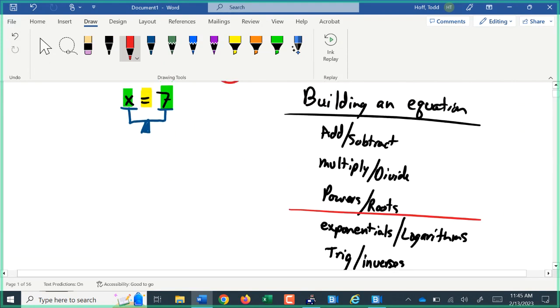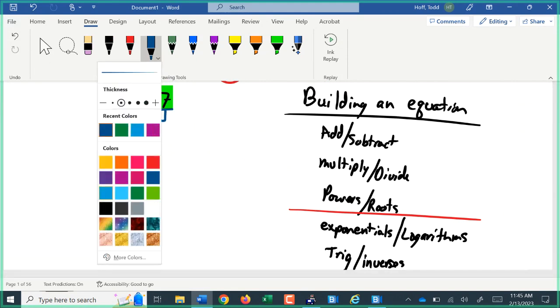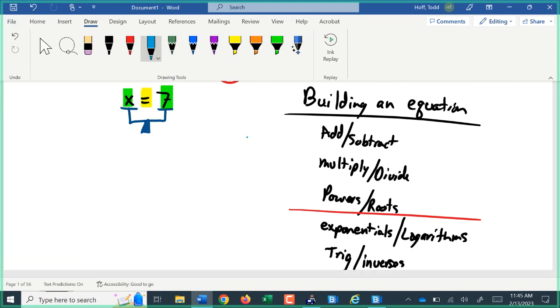So if I wanted to build this onto this equation and make it more complex, let's just pick a number. Let's pick the number 5. We're going to add 5 to it. So we add 5 here, we get x plus 5.